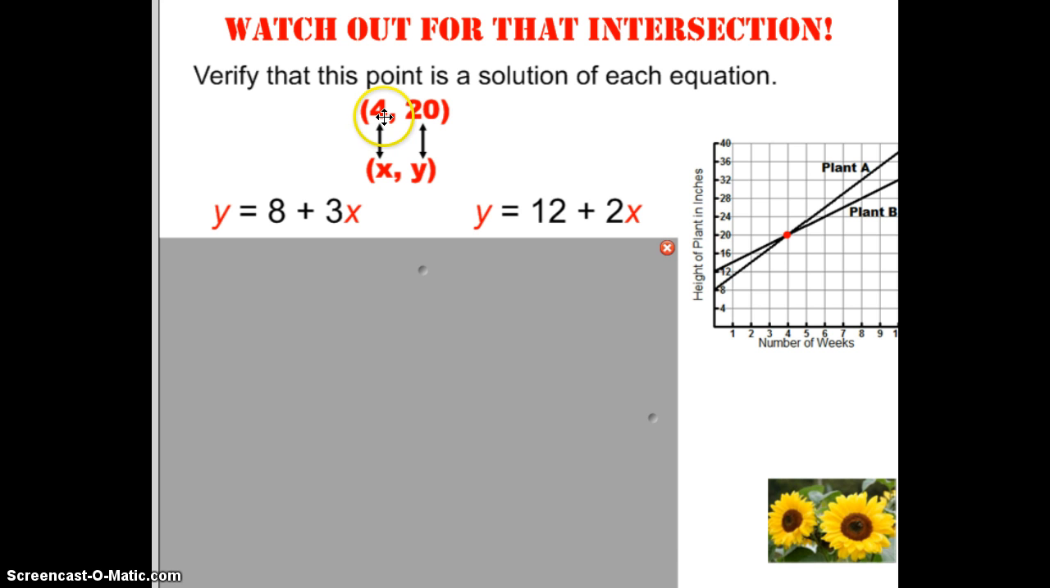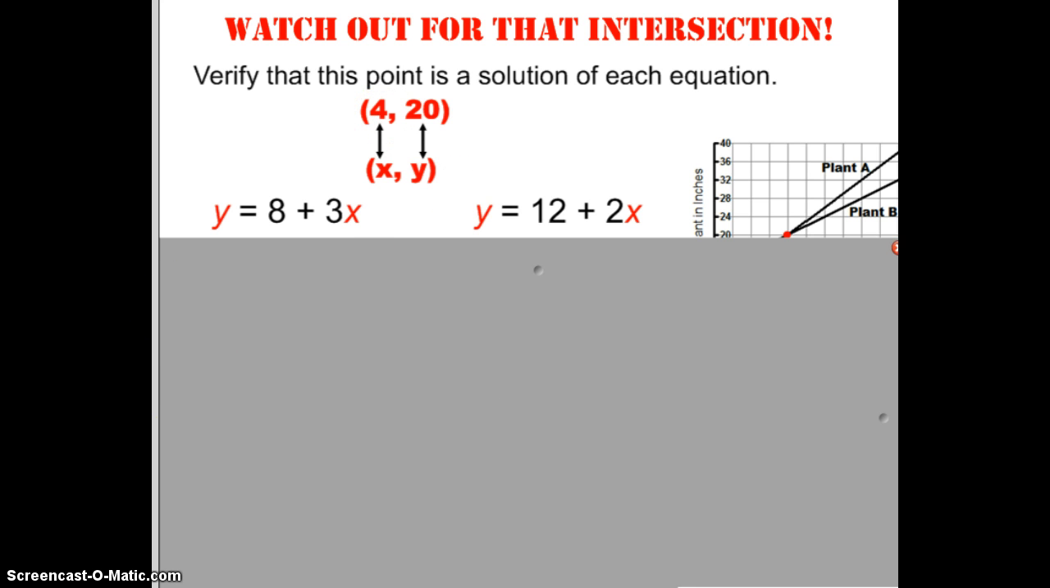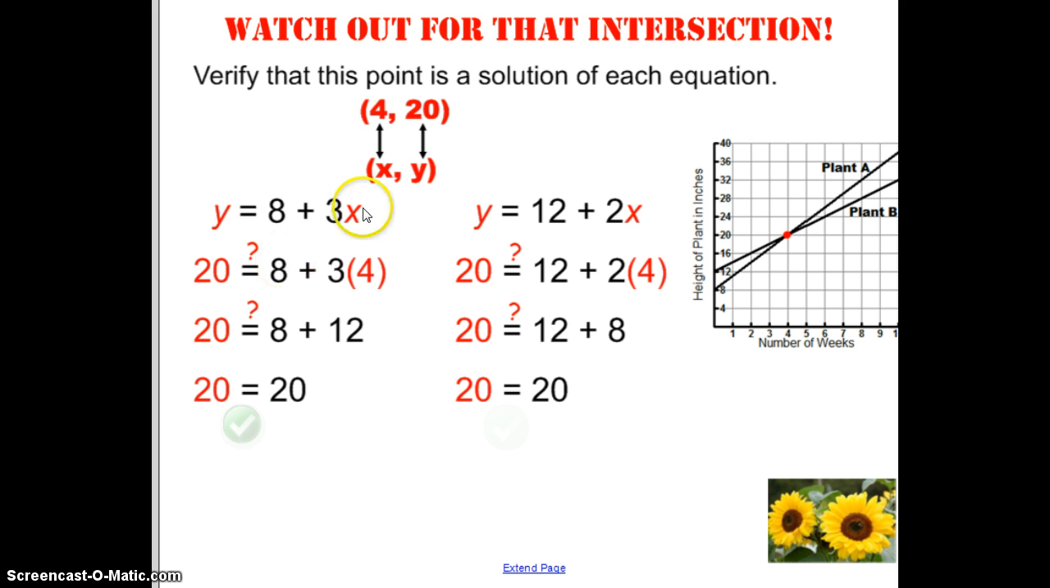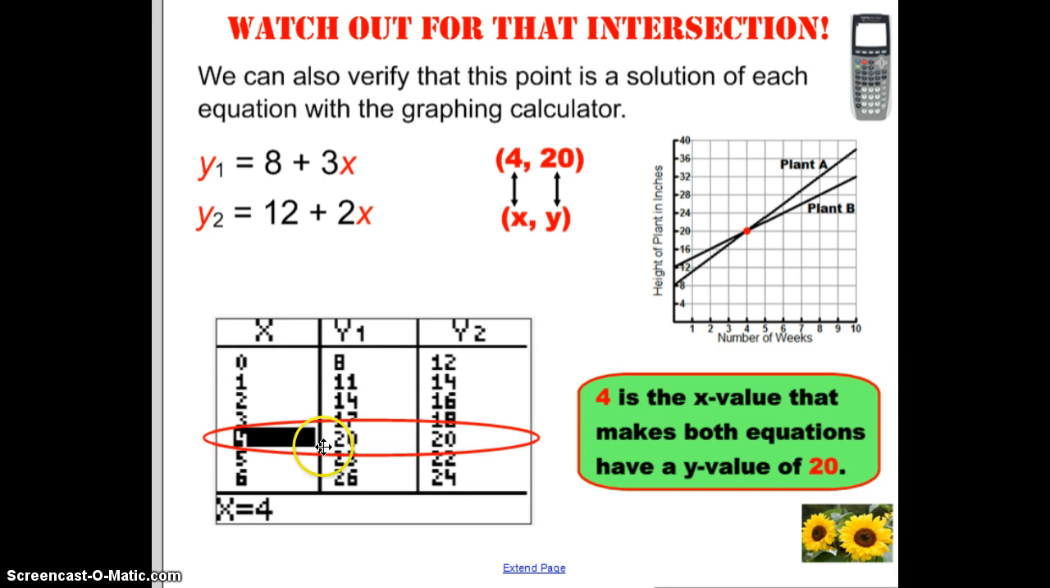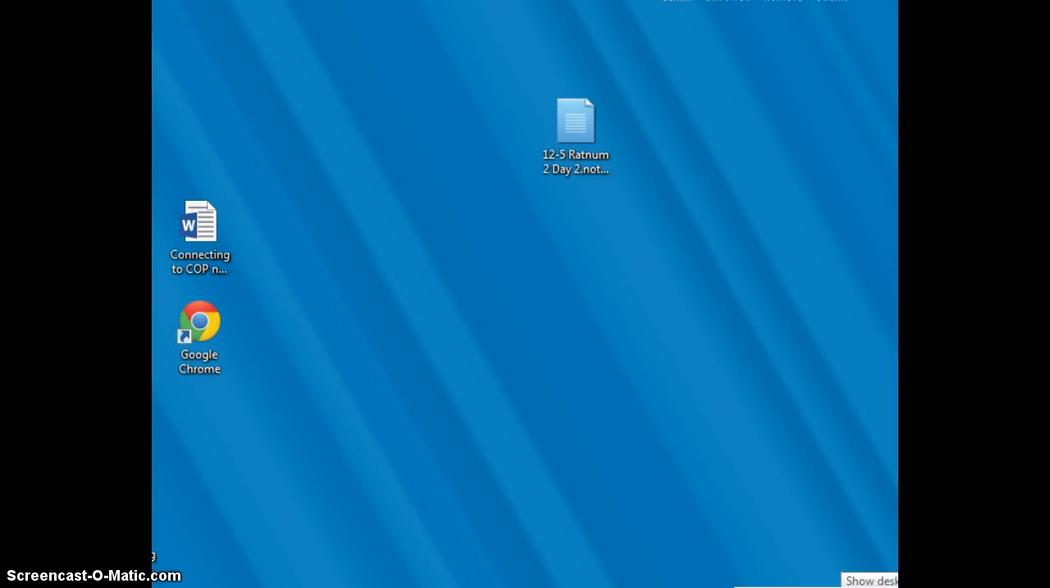Again, the point 4, 20 can be used to check. I plug in 4 for the x, so 3 times 4 is 12. 12 plus 8 is 20. I can take 4 times 2, which is 8, and 12 plus 8 is 20. So here I can verify with work. In the graphing calculator, I'm going to put one into y1, the other equation into y2. The x value that I'm looking for is a 4. When I find my x value of 4, both y's have a value of 20.